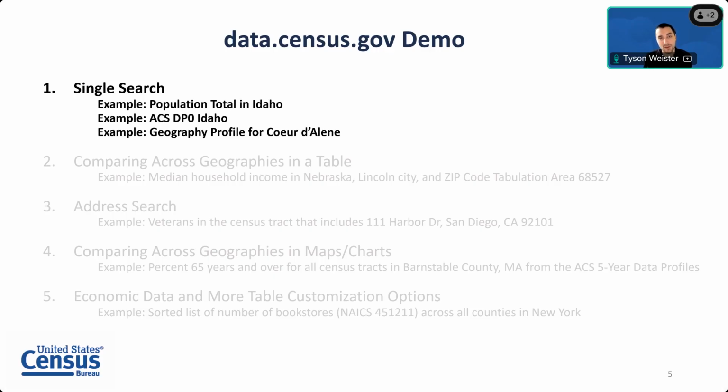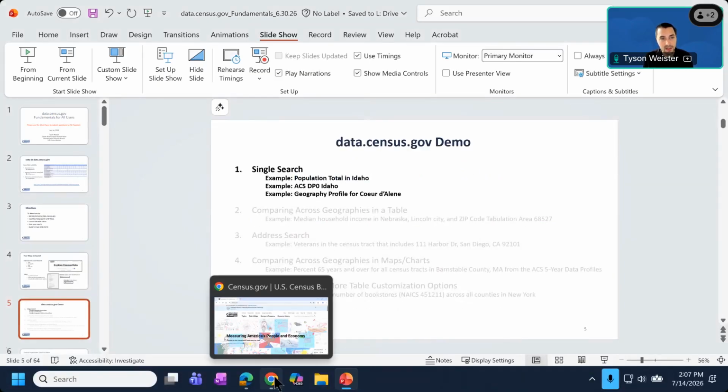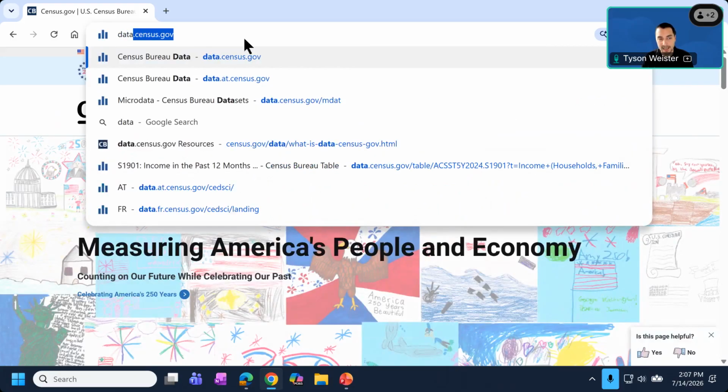So as a whole, the single search bar works well as a good starting point and as an option for you to try to get a quick answer to your question. So let's show you here. We're going to go to data.census.gov.